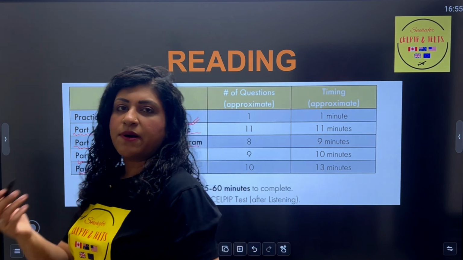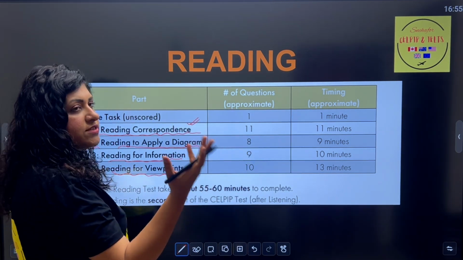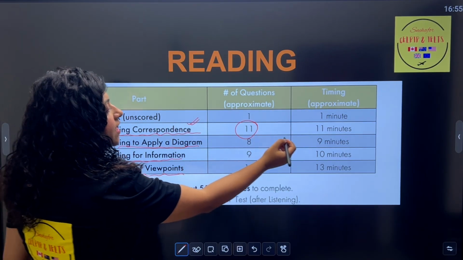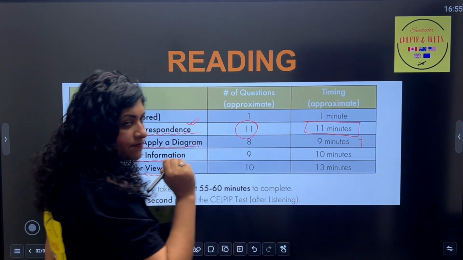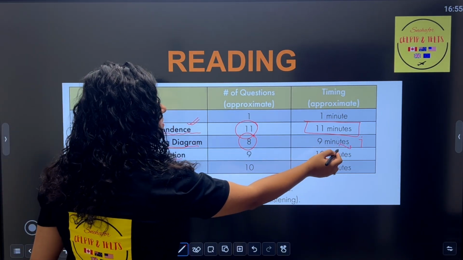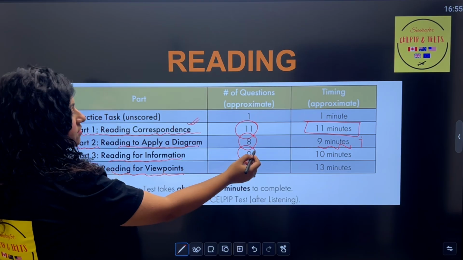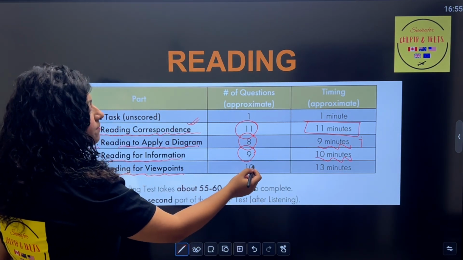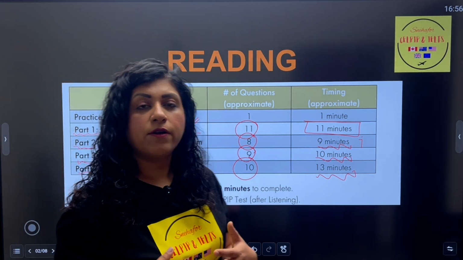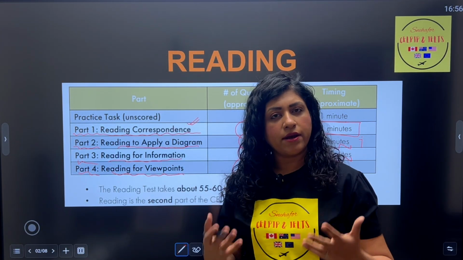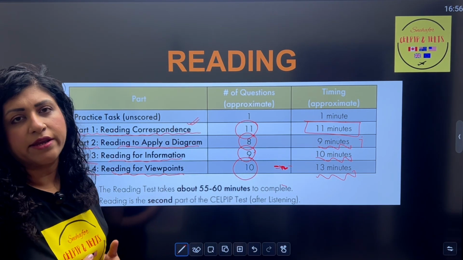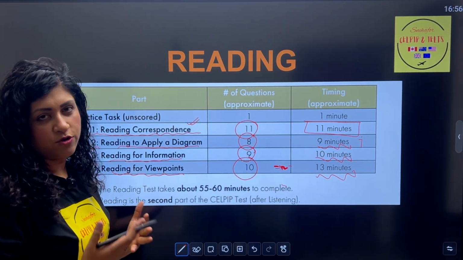And for each of these parts, these are the number of questions that you will have in the exam. So for part 1, you have total 11 questions and you get 11 minutes to solve them. For part 2, you have 8 questions in total, you get 9 minutes. Part 3 has 9 questions in total, you get 10 minutes. And part 4 has 10 questions in total and you get 13 minutes. So all in all, your reading module is going to take around an hour in your examination. And this is the second module that you will find in CELPIP after the listening module.